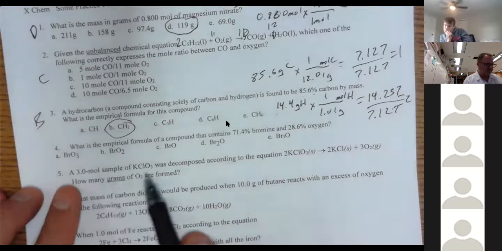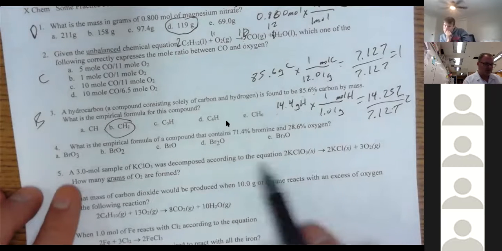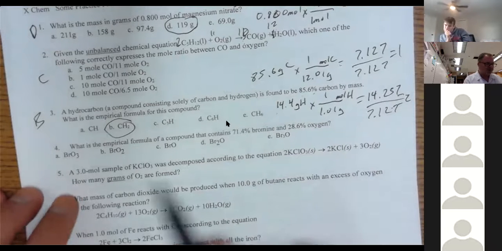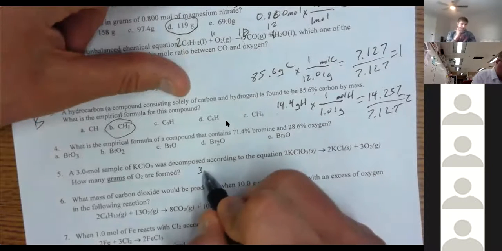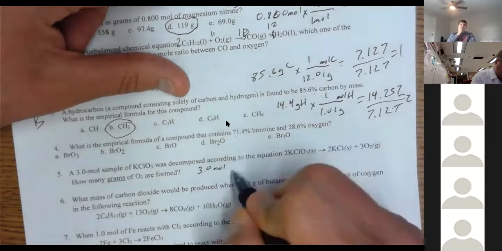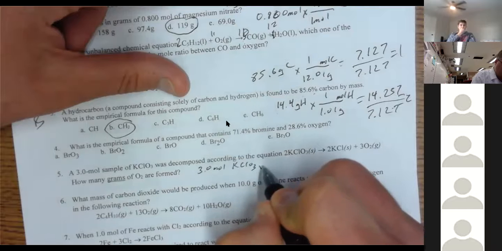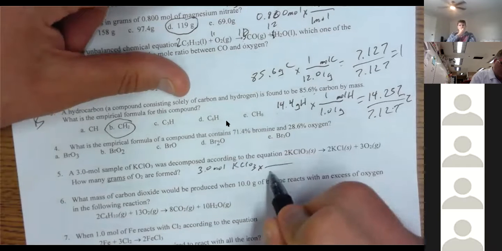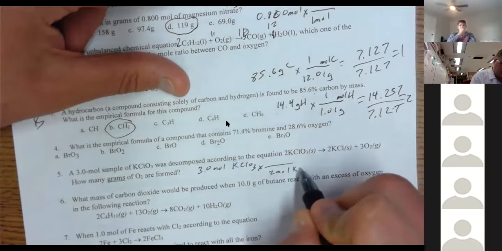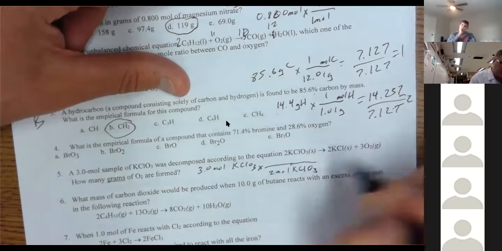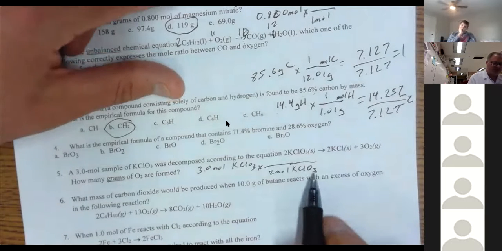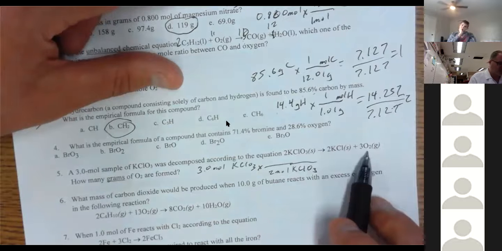A 3 mole sample of this was decomposed, and according to this equation, how many grams of O2 are formed? So we have 3.0 moles of KClO3. Every 2 moles of KClO3, that's potassium chlorate, by the way, a very powerful oxidizer, gives off 3 moles of oxygen.